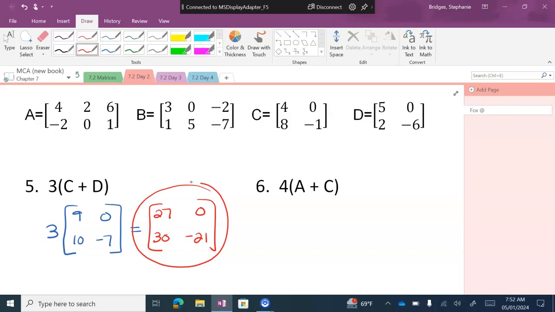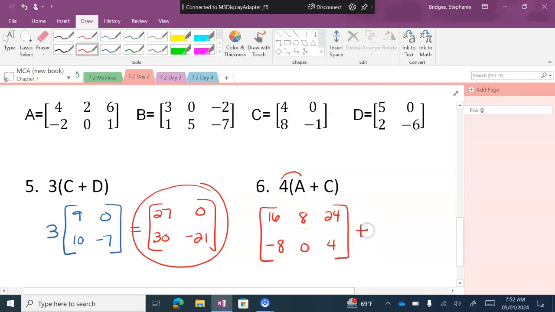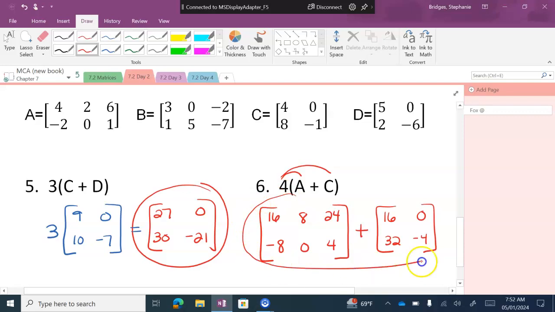What's a bit different about number 6? You can't add those together. So all we can do is multiply each matrix by 4. So I'm just going to take and multiply our matrix A by 4. And then I'm going to put a plus sign in between. And then I'm going to multiply matrix C by 4. And then I won't be able to do anything else because they are not the same size. Therefore, I cannot add them together, and I would just leave the answer like that. Does that make a little bit of sense?